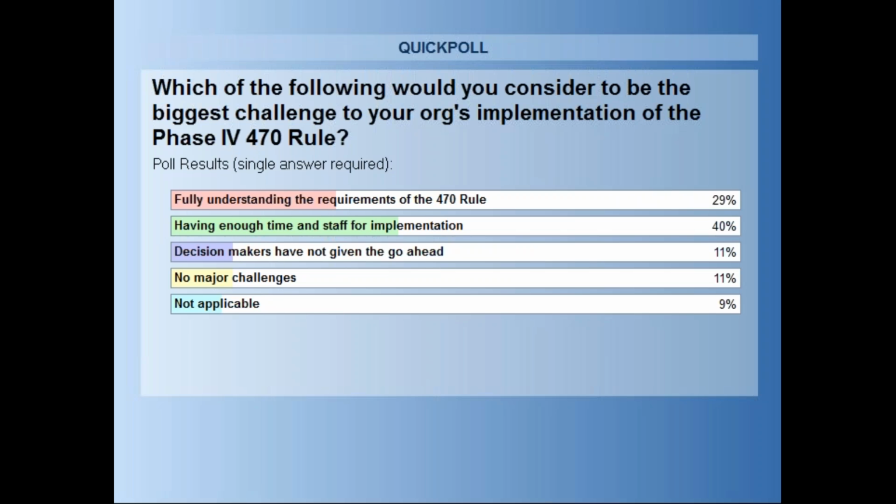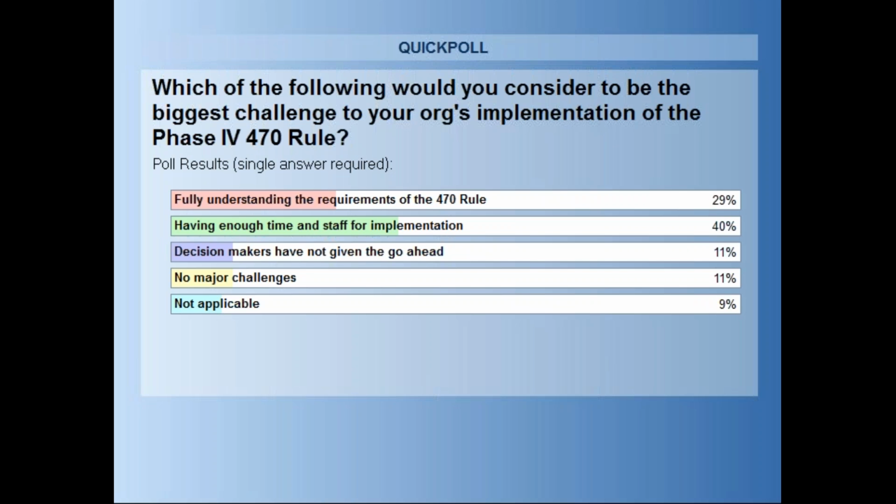And it looks like the largest percentage, 40%, indicates having enough time and staff for implementation, followed by 29% saying fully understanding the requirements. Then 11% shared by both decision makers have not given the go-ahead, as well as no major challenges, so very good for that 11%, and then 9% indicating not applicable. So Bob, do you have any thoughts on what you see here?